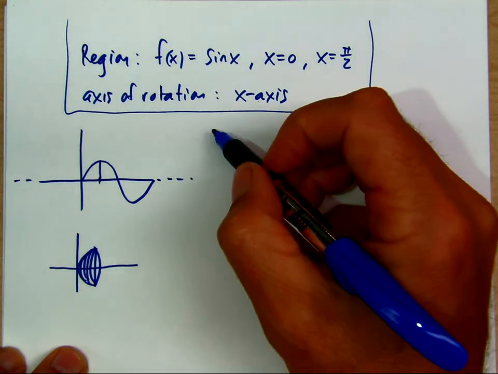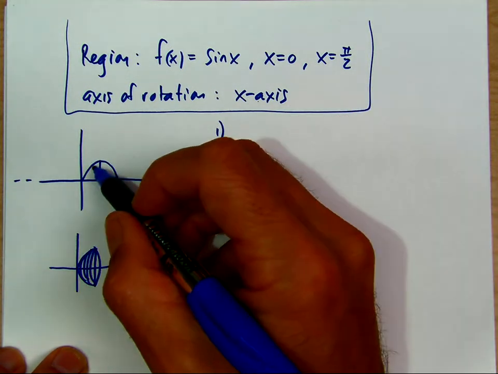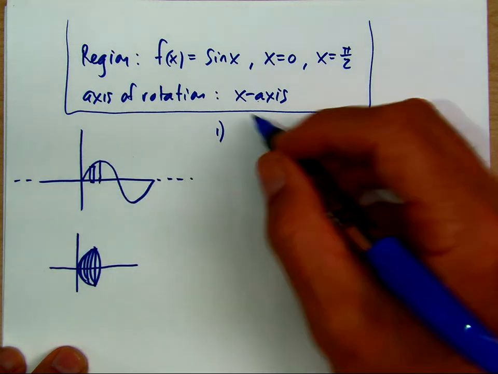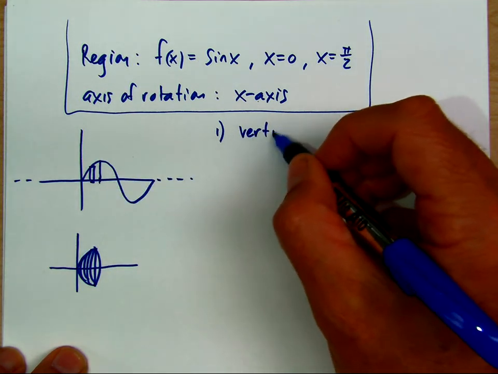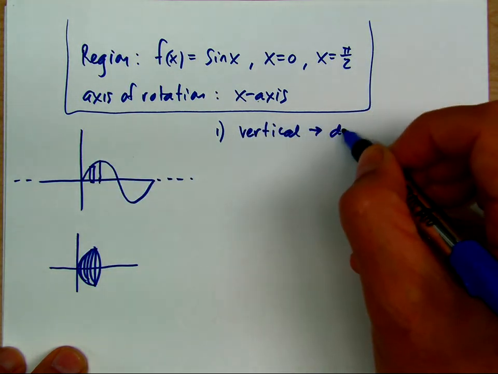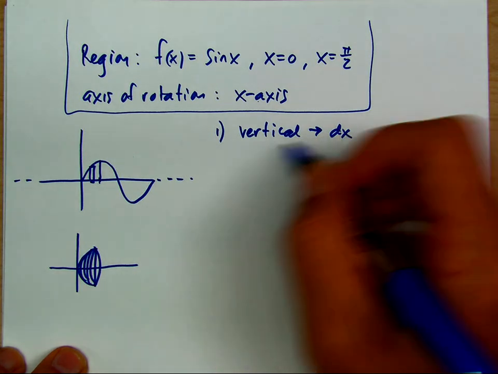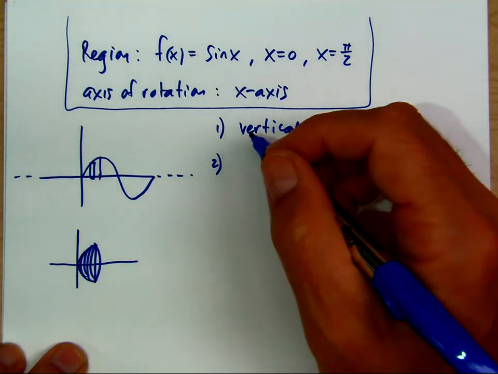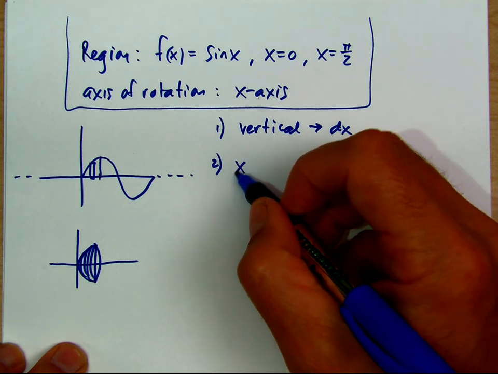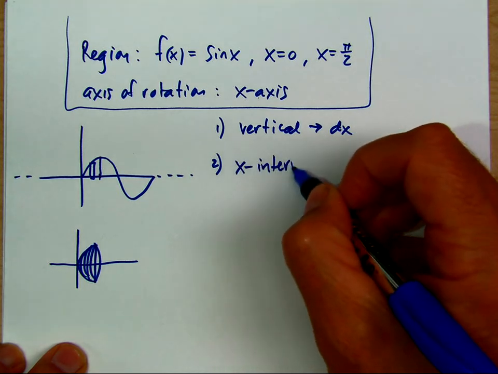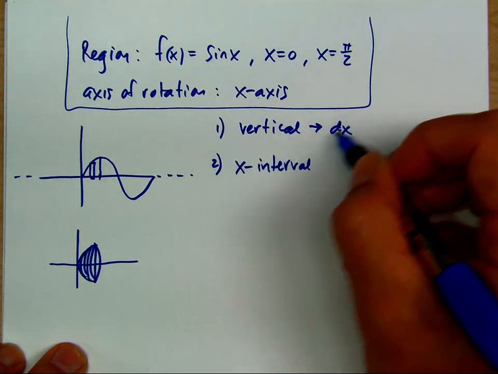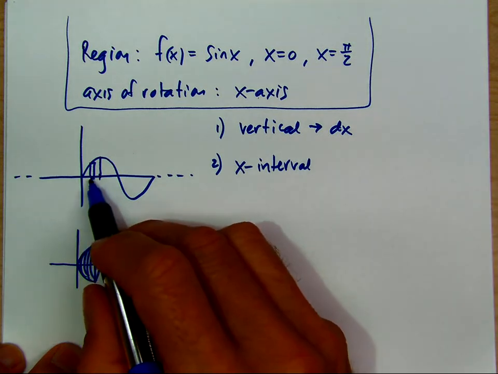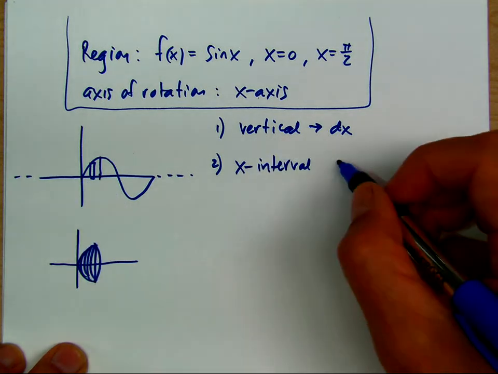And let's look at, in this region, can we use vertical rectangles? Yes, let's use a vertical rectangle. And that means we're going to use a dx. We're going to use an integral in terms of x. If we're using dx, then we need the x interval, and the x interval of the region is from 0 to pi over 2.